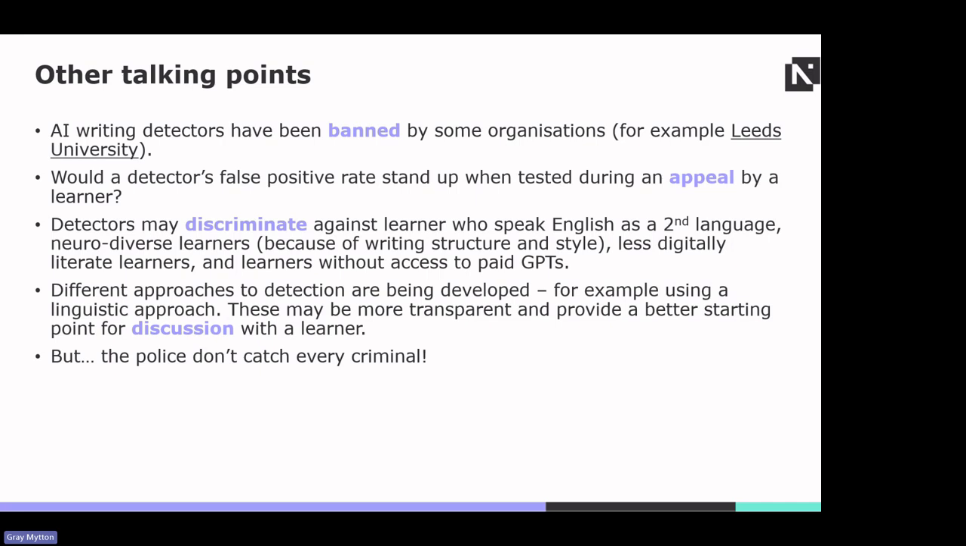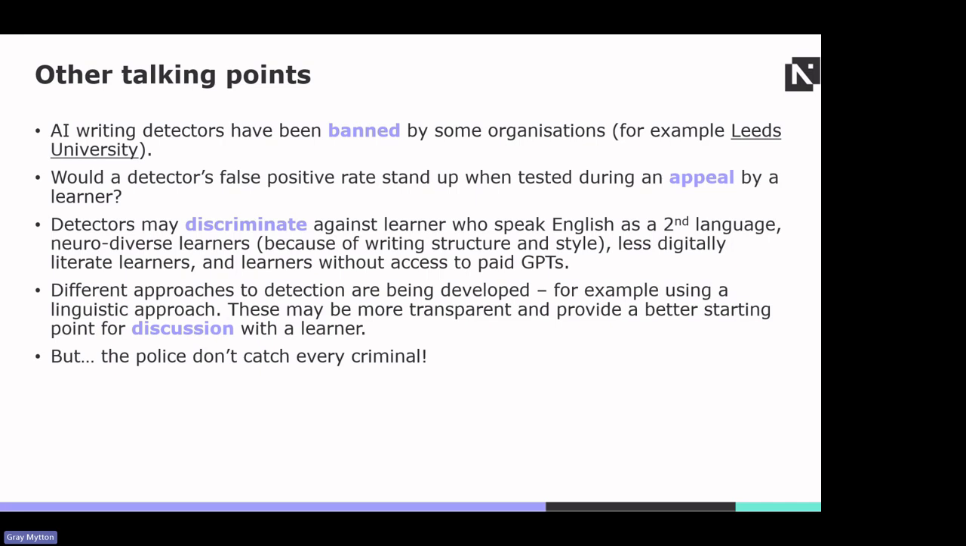So on the screen here, I've got examples of people who use English as a second language and people who are neurodiverse, because it's sometimes the case that those individuals within those groups use a different writing structure and style, which is more formal, which is less varied, and therefore a detector might think is more likely to be AI than human, because that's how they write, that's how they communicate.